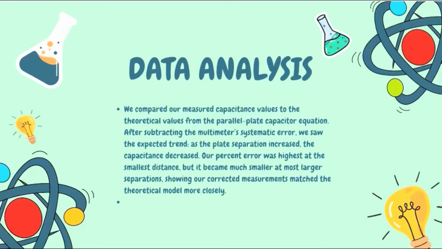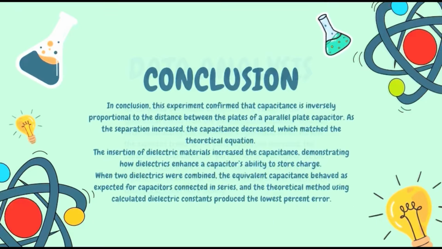Data analysis. We compared our measured capacitance values to the theoretical values from the parallel plate capacitor equation. After subtracting the multimeter's systematic error, we saw the expected trend. As plate separation increased, the capacitance decreased. Our percent error was highest at the smallest distance, but it became much smaller at most larger separations, showing our corrected measurements matched the theoretical model more closely.